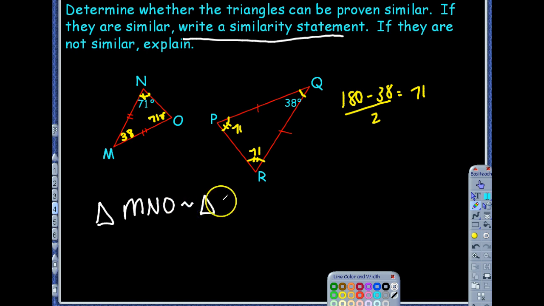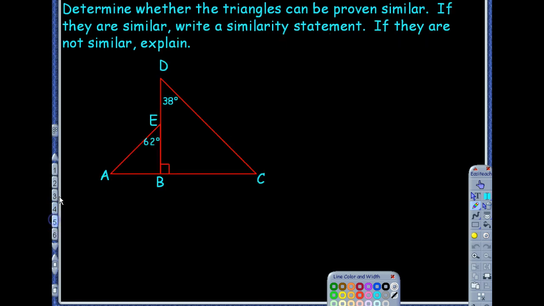Now, I got to start with angle Q because M and Q are the same. But I also noticed that P and R are the same as N and O, so I could do QPR or QRP, either way, right? Either way, exactly. Now, again, here they didn't say to explain. If they did say why, I would just say angle similarity. They didn't ask for that, but you might see some of those in the future, so we'll go ahead and just make sure we know.